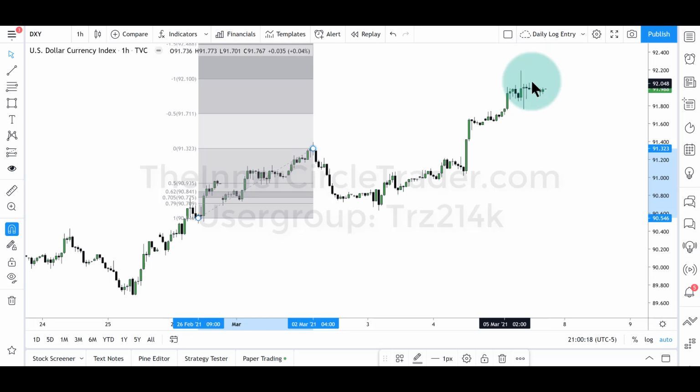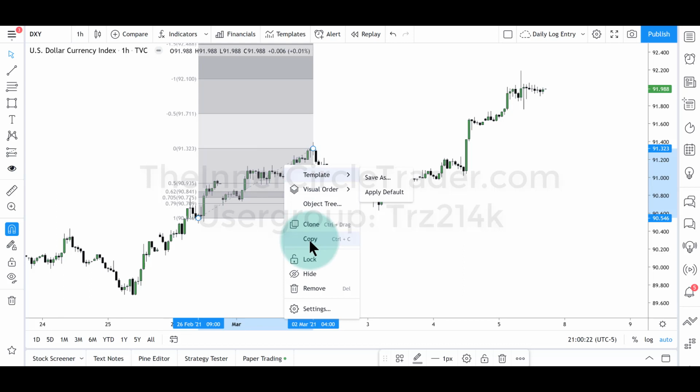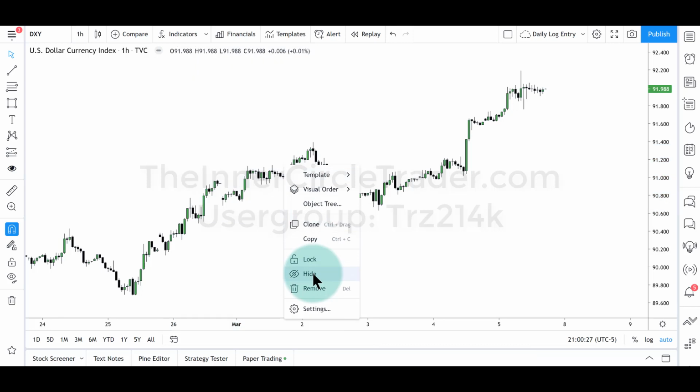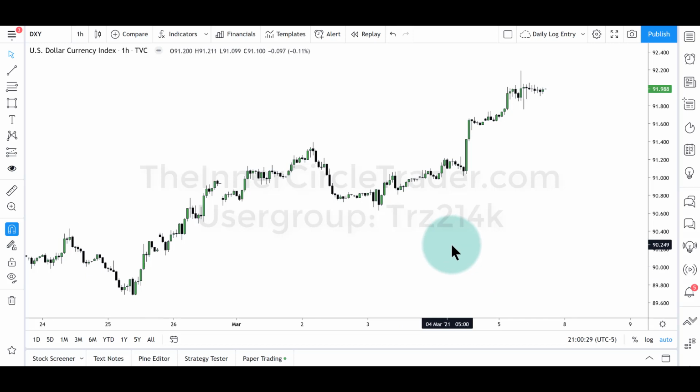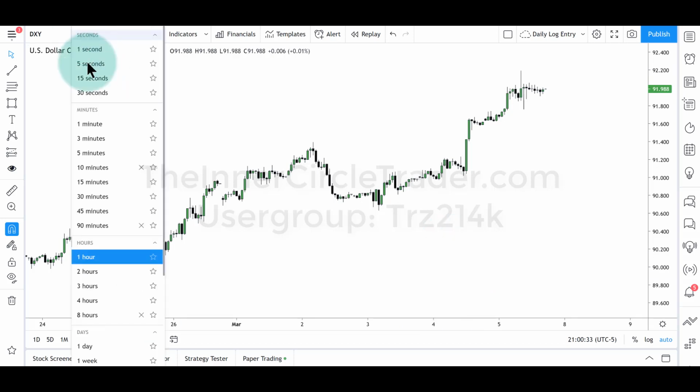And also, that is that volume imbalance on the daily chart. So I'm going to take this off and add the 15-minute time frame.